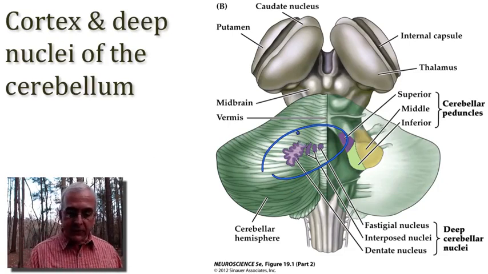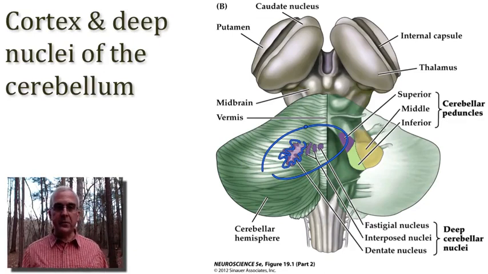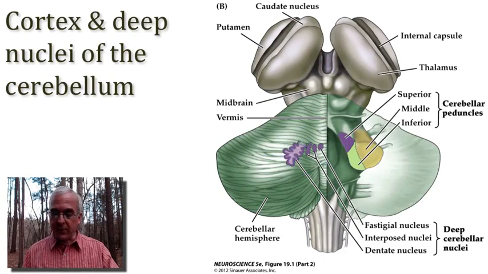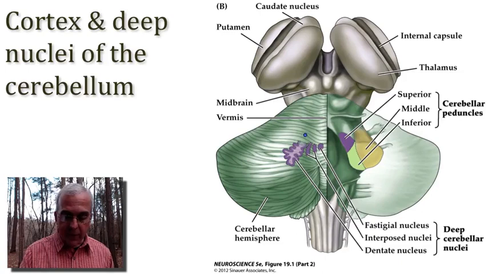There's a very large structure that resembles a row of molar teeth, and because of its resemblance to dentition, this nucleus is called the dentate nucleus. That's by far the largest of our deep cerebellar nuclei, and it's a nucleus that seems to be mainly related to the cerebrocerebellum.